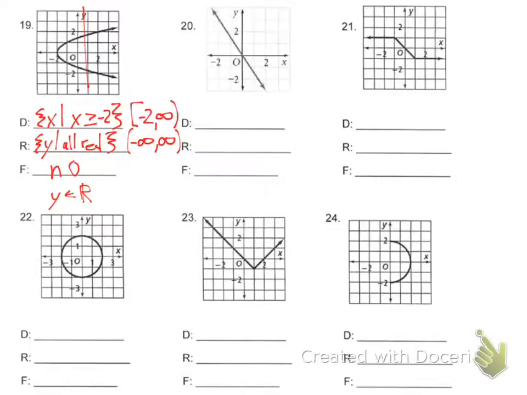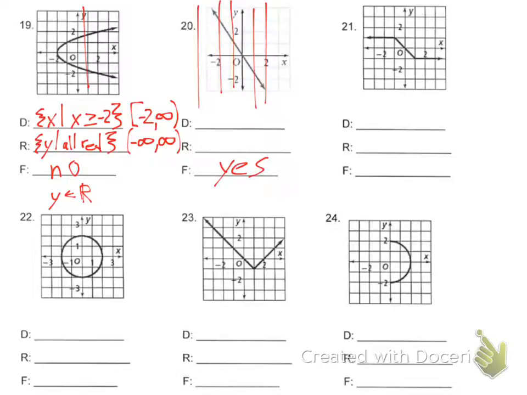For problem 20, it's a line. Lines go forever in the x direction and in the y. So basically copy the range from 19 and do the same thing for the x's, sorry, for your domain. Because the domain and the range are all real. So you guys can fill that in. Is it a function? Yes.